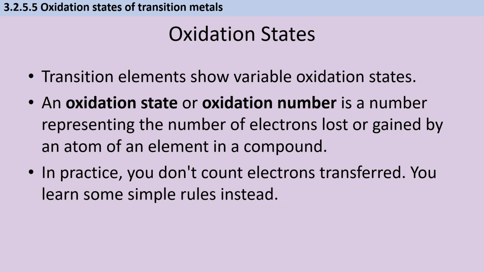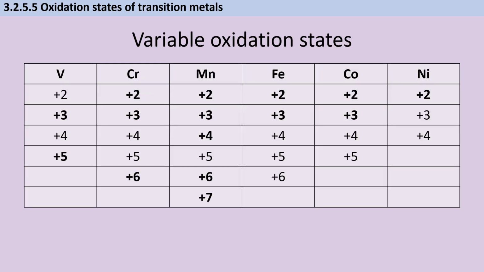Transition metals are well known for having multiple stable ions with different charges due to their multiple stable oxidation states. An oxidation state is a number that we use to represent the number of electrons lost or gained by an atom of an element when it forms a compound. As you can see, all of these transition metals have multiple stable oxidation states, with the ones in bold being the most stable of all.